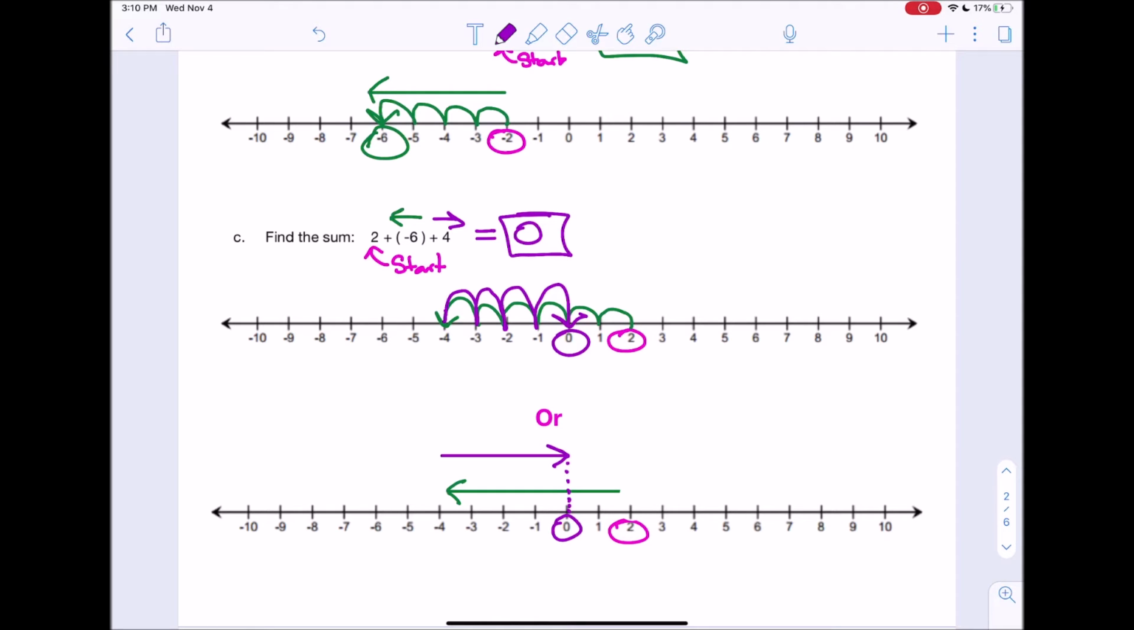So I like the bouncing from one number to the next. It helps me keep track better. But you do what feels best to you, because remember, as always, it's my job to teach you the tools to solve problems. It's your job to pick what tool you would like to use.